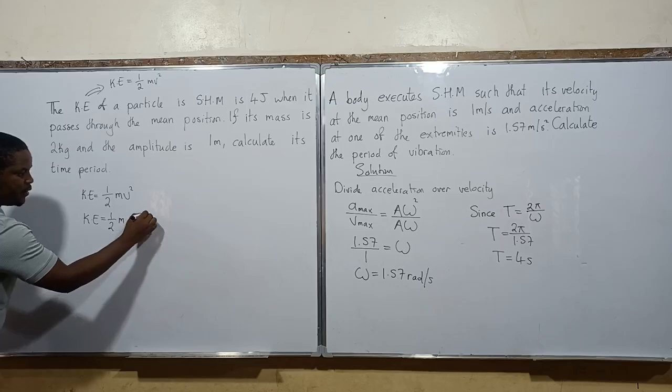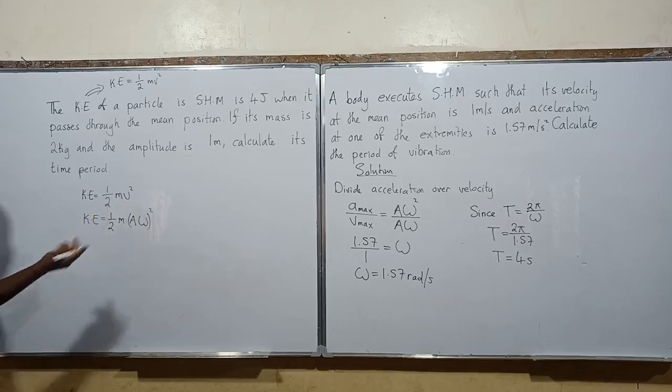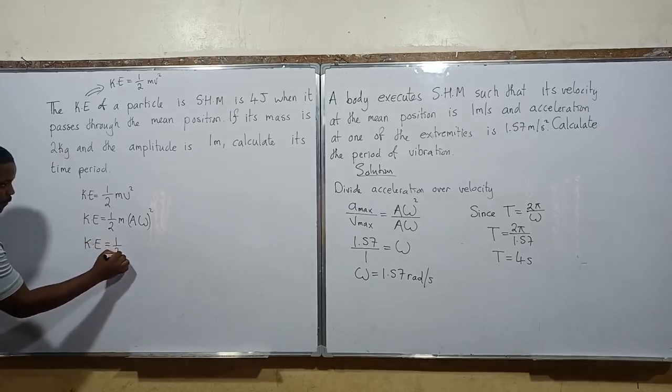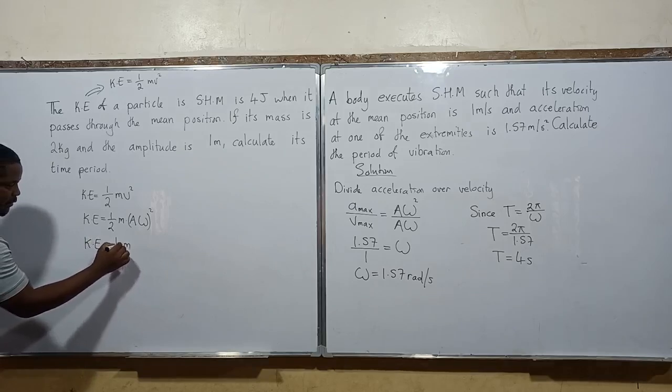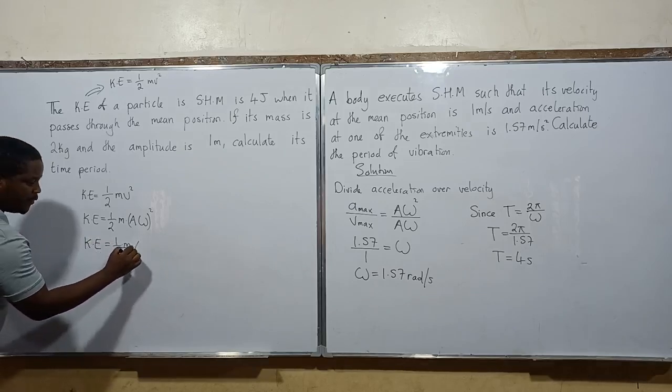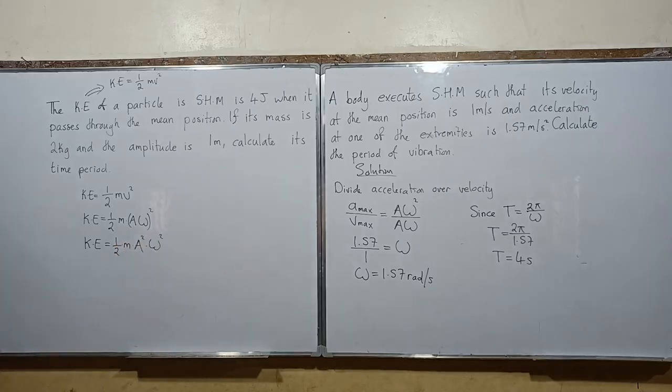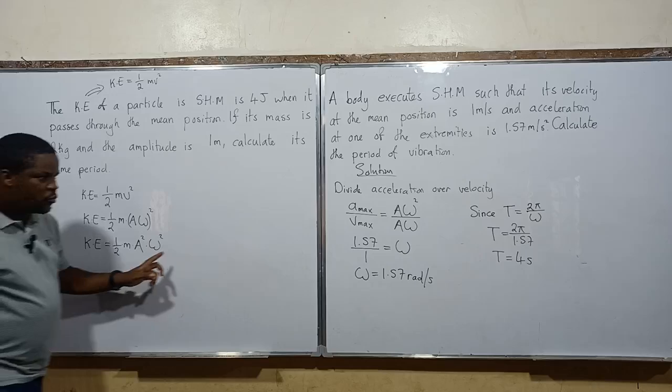Amplitude times omega. But remember, everything is squared because the velocity is squared. Then, since the square belongs to the amplitude and the omega, we can say KE, kinetic energy, is equal to half times mass times amplitude squared times omega squared. What are we looking for? Time period. So remember, to calculate time period, what do we need?